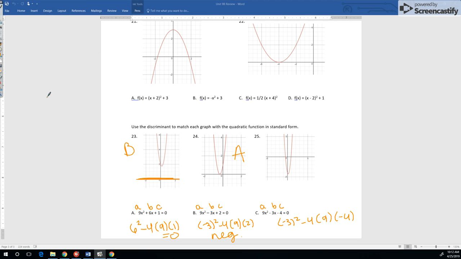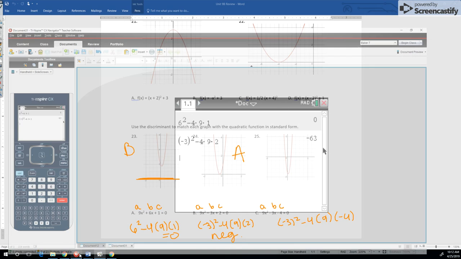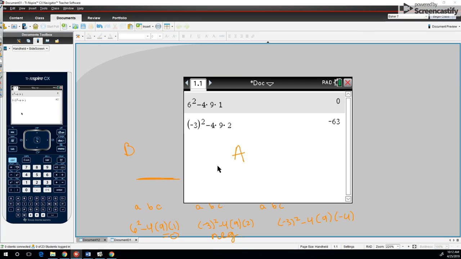Okay, so 25 should be C, but let's just check. So they should have 2 solutions on this one. Now, we have to do the whole quadratic formula to see what the solutions are, but let's just double check here. -3 squared minus 4 times... is 9. 153.